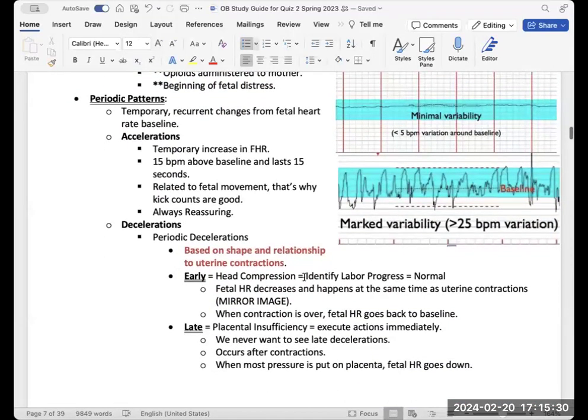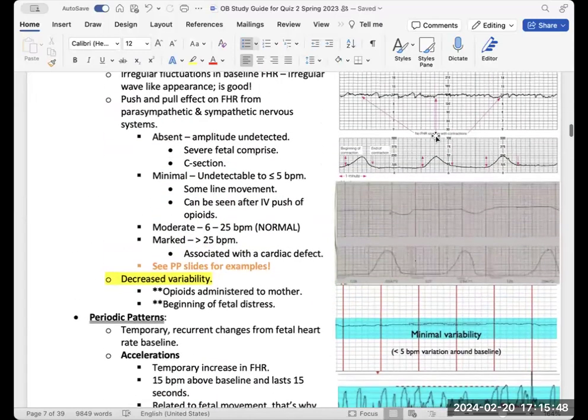So, accelerations, we already talked about that from the last one. Very good, right? That's just the movements that we're seeing. When we see accelerations, or an increase in fetal heart rate, that is good. And we're looking for at least 15 beats per minute above the baseline, lasting at least 15 seconds. And that's at least 2 little boxes.